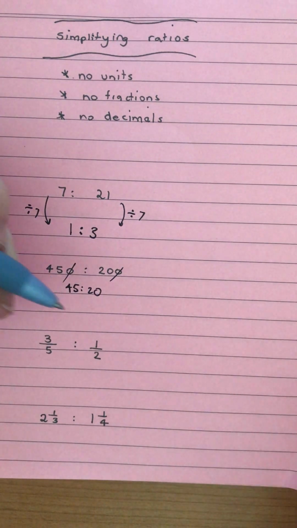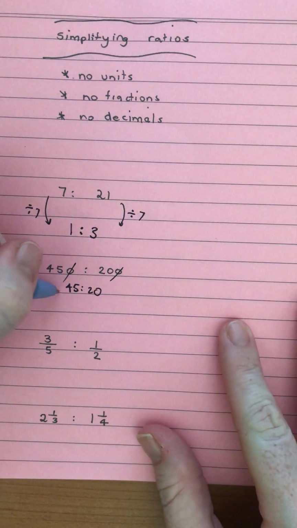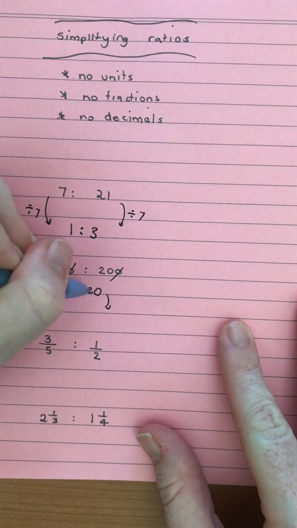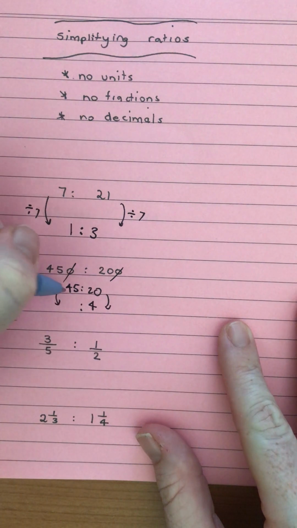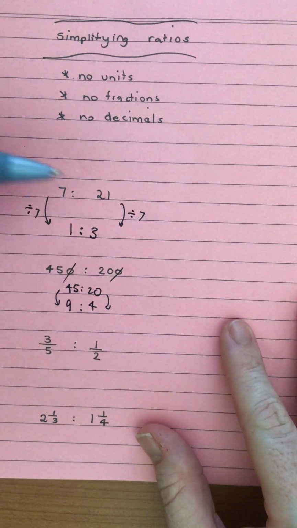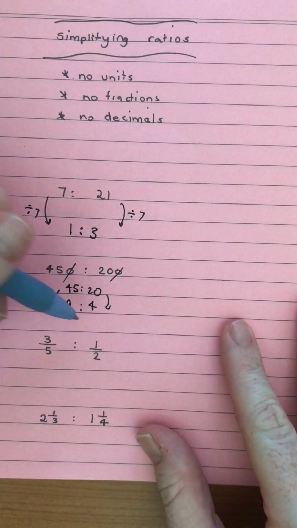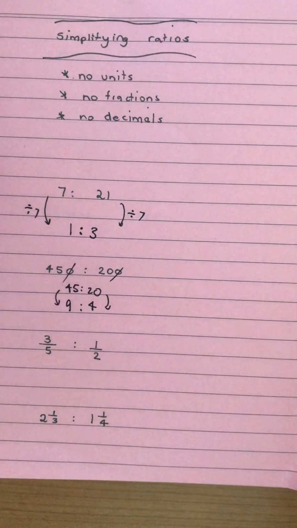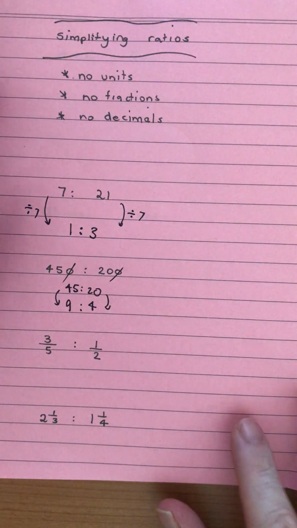Then I'm looking at those two going, well, I know there's another factor of 5, so I'm going to divide both of them by 5. 20 divided by 5 is 4. 45 divided by 5 is 9. I look at those two numbers and see if there's any common factors between them. And no, there isn't. So that is my simplest form of that ratio.